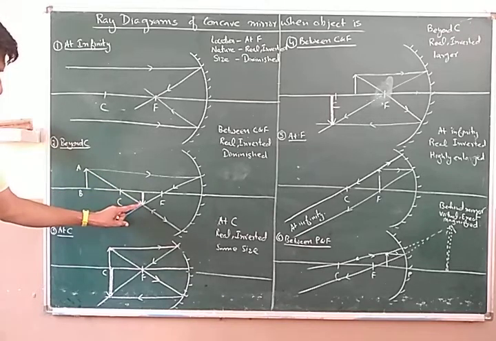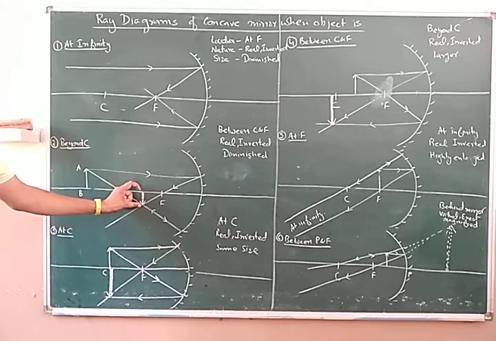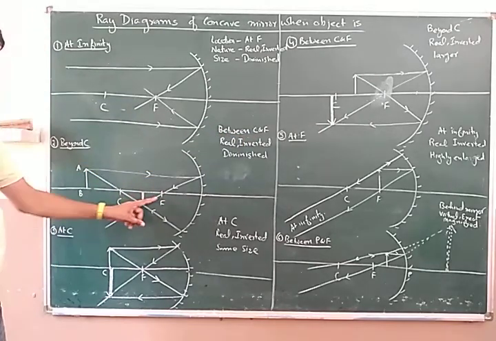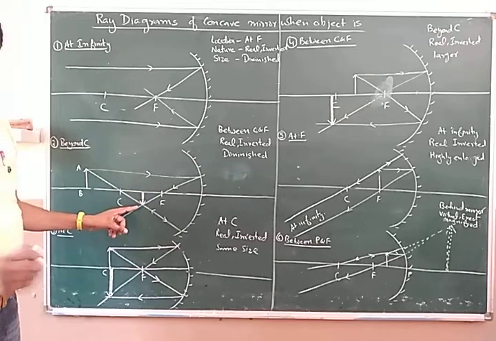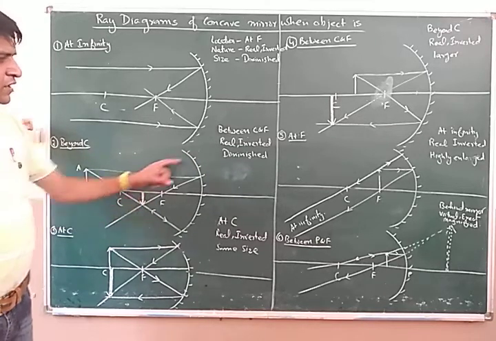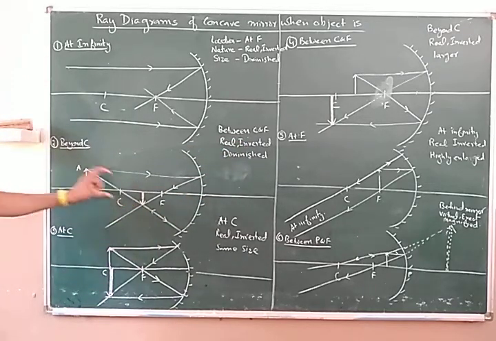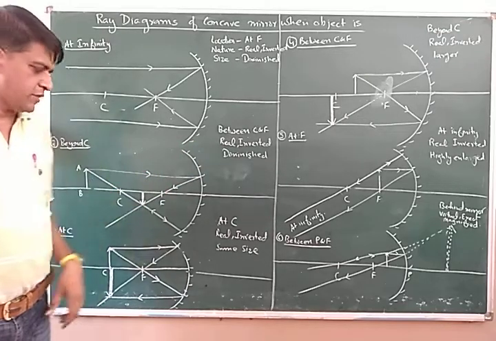Now we will draw a perpendicular from the point of intersection to the principal axis and draw an arrowhead on it. Now this is the image. Now what are the properties? This image is formed between C and F, as you can see, and because these images are formed by the actual intersection of light rays, the image is real and inverted. The size of the image, as compared to the object size, is smaller. That means it is a diminished image.